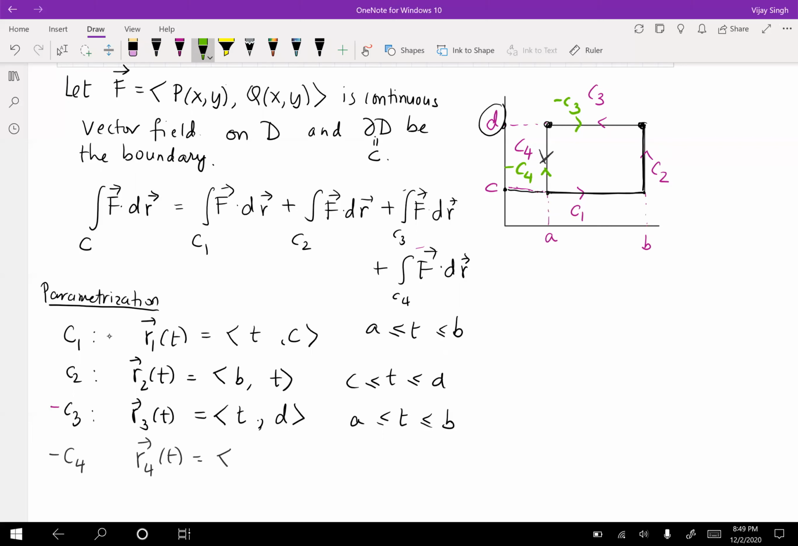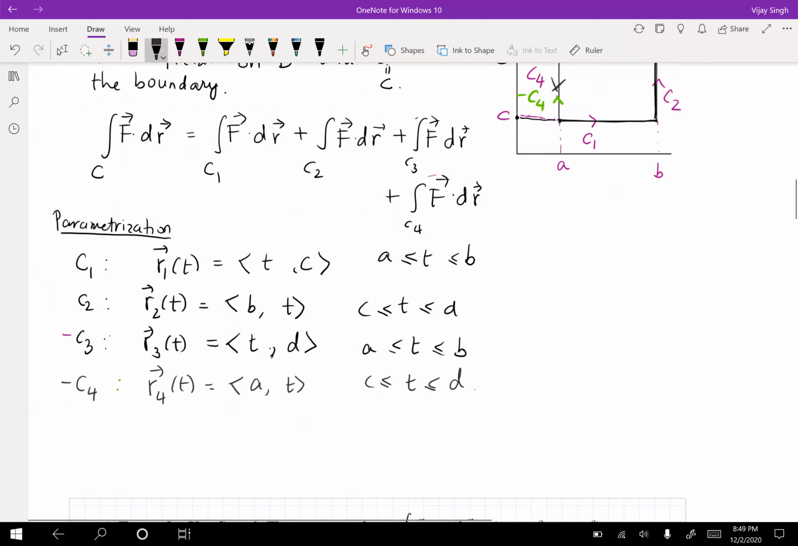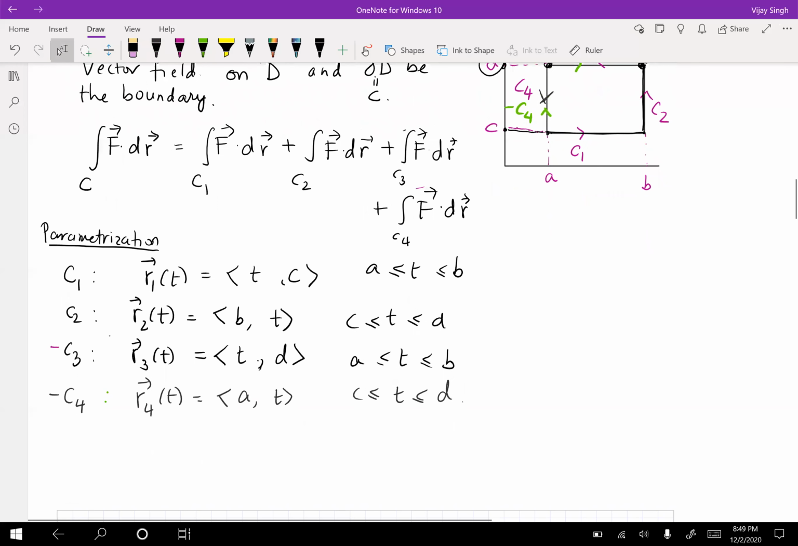And minus C4 is given by your X is fixed as A, and your Y is T. Again, your T goes from C to D. Okay. So now let's compute the line integrals now.